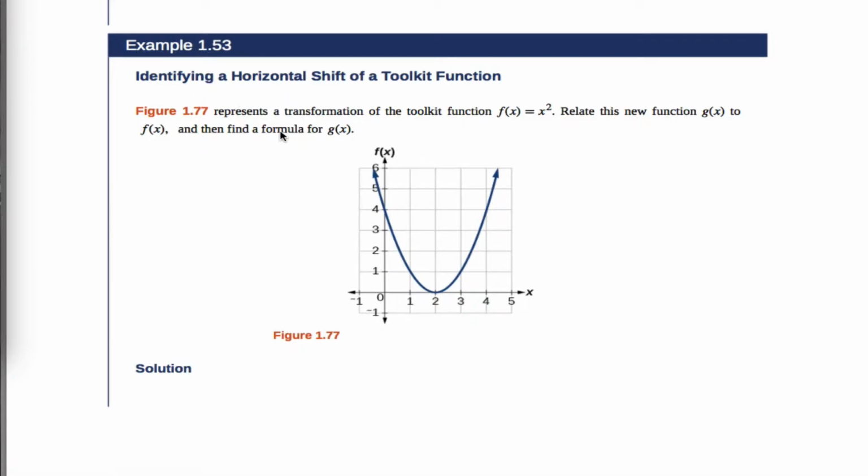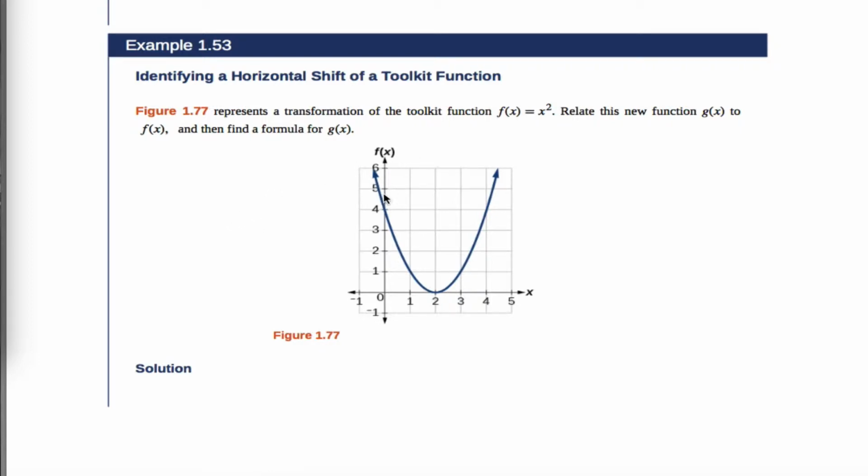1.53 from PreCalculus OpenStax. The idea with this problem is you're given this graph right here and told that it is some transformation of the graph f of x equals x squared. And you're like, wait, but where's the graph of f of x equals x squared?